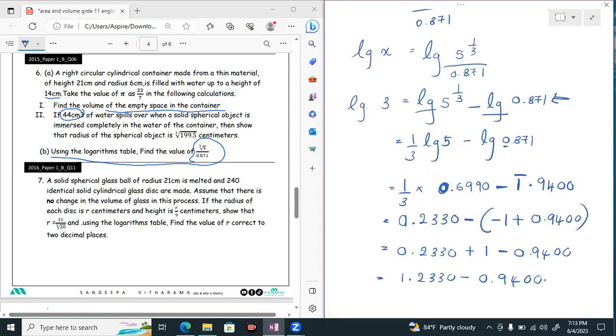Yes, teacher. Yes, teacher. Yes, teacher. Then it is 0.293. No?